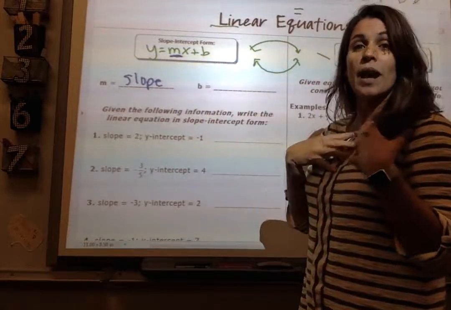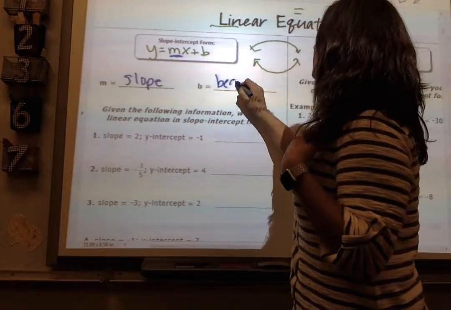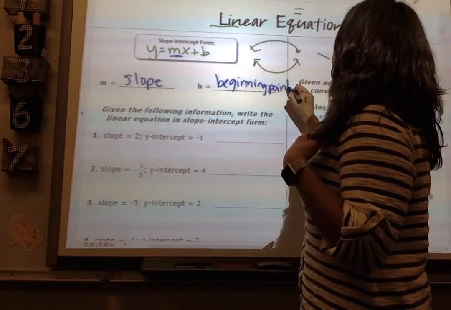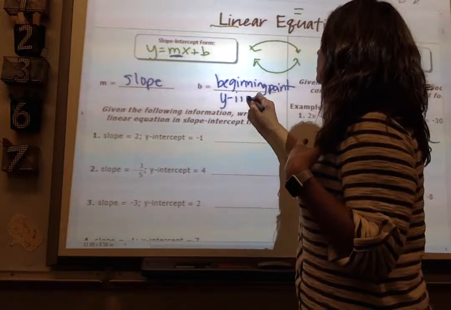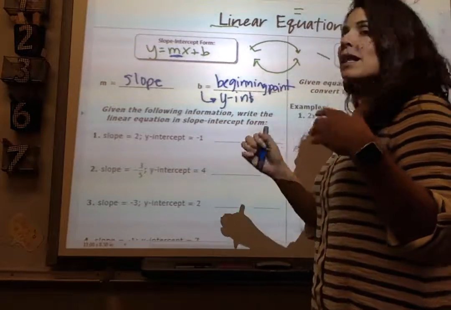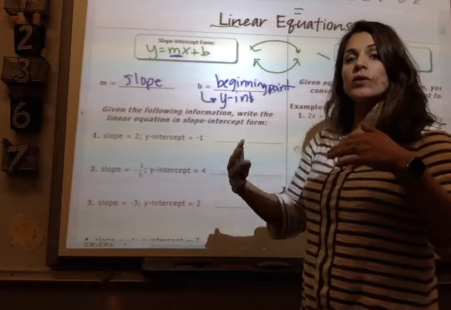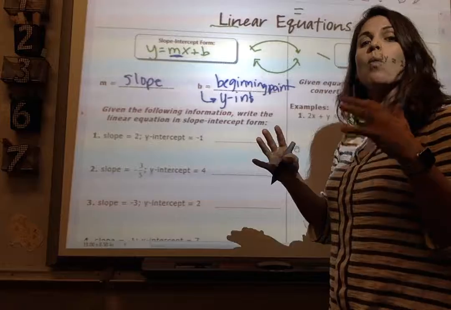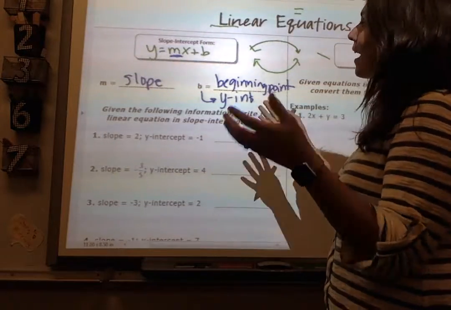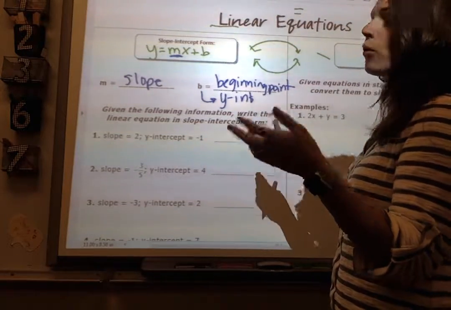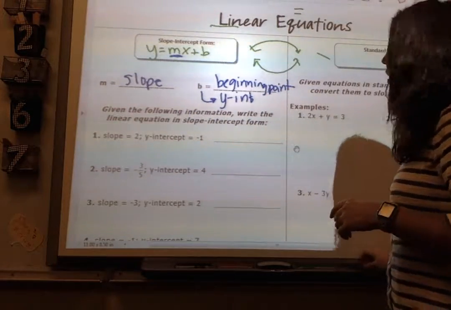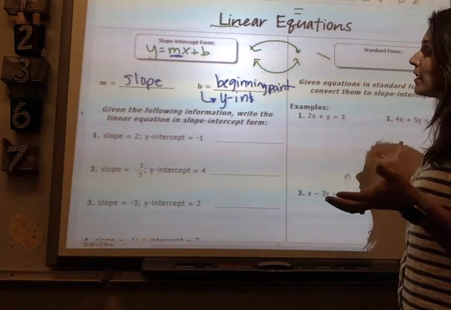b stands for what I like to call the beginning point, just because it starts with b, but really it's the y-intercept. I like to refer to it as the beginning point where we start our graphing, but it's really the y-intercept, which means it intersects the y-axis. So that's all that we need to know for slope-intercept form: two major points of information, slope and beginning point. So that's all that's going to change.